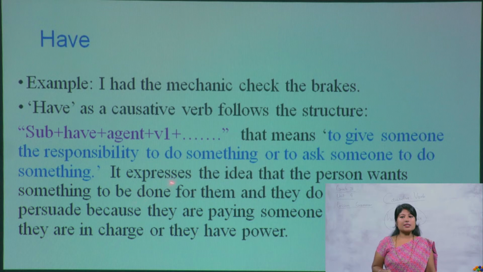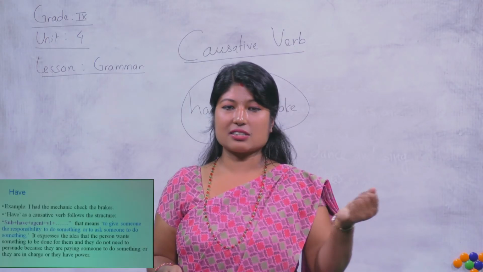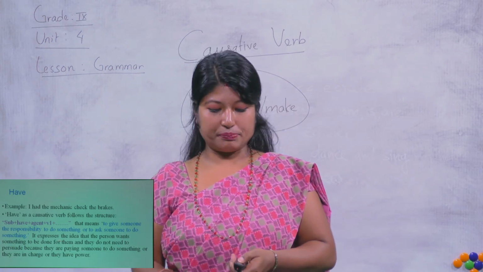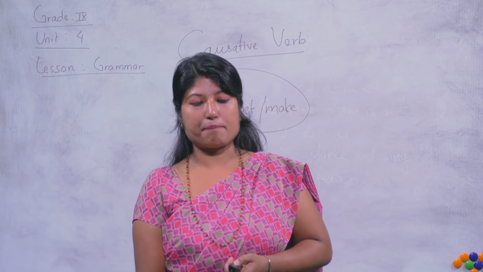So it expresses the idea that the person wants something to be done for them and they do not need to persuade or use polite words, or ask by force. It is not necessary, because they are paying someone to do something, or they are in charge, or they have the power of money. So you can have it done with the power of money, not by persuading. Okay, this is the structure of have.